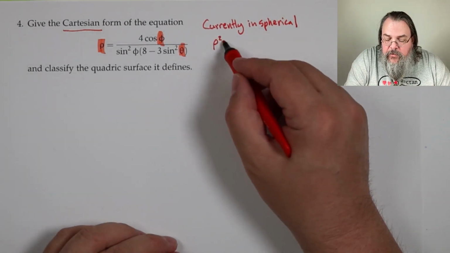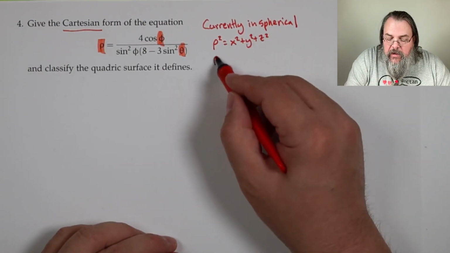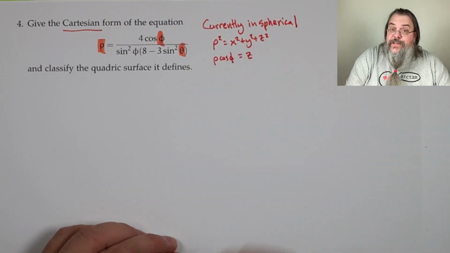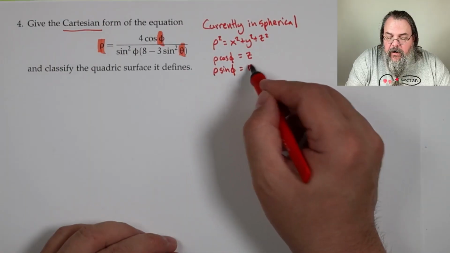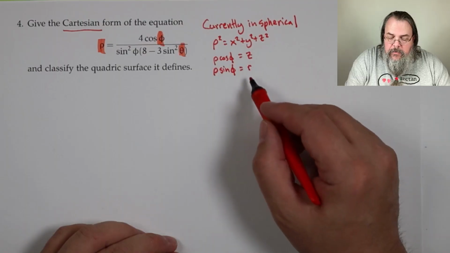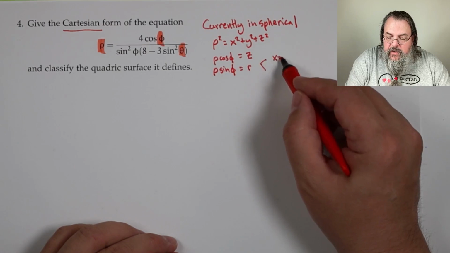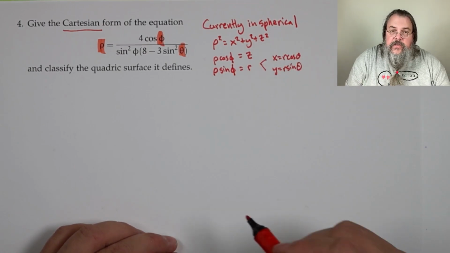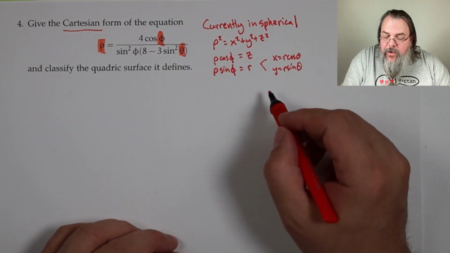One of my favorites, rho squared is x squared plus y squared plus z squared. We also say rho cosine phi, that's equal to z. Rho sine phi, that's equal to r. And now what happens is once you have r, because you also have these facts from your polar, x equals r cosine theta, y equals r sine theta. And if you're nervous, everything I'm writing down here is on the formula sheet, so we don't have to be nervous.